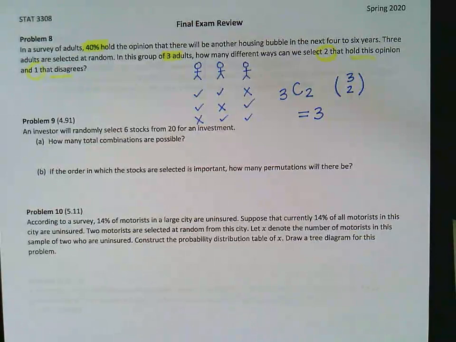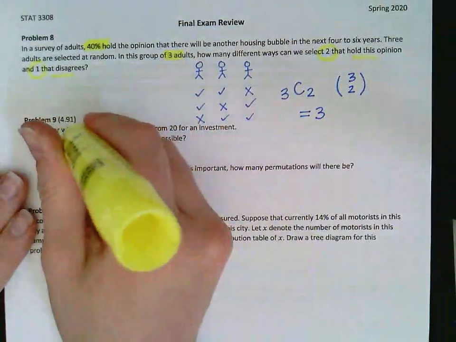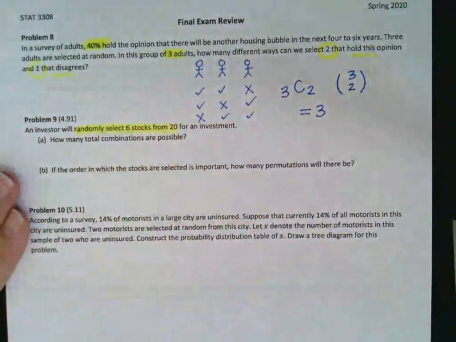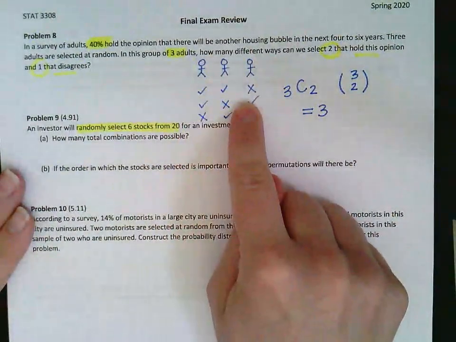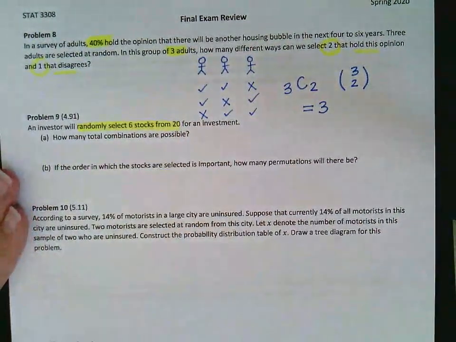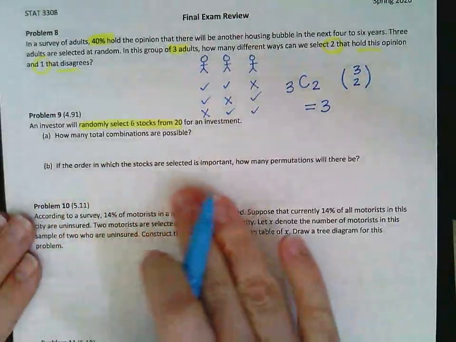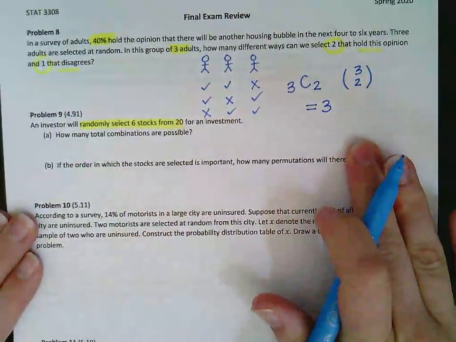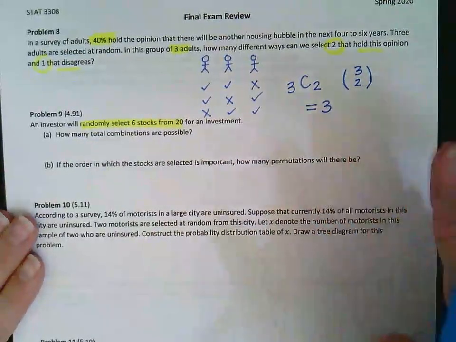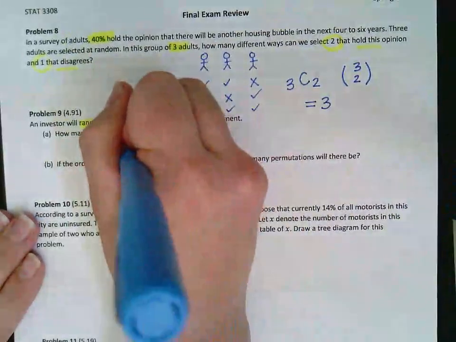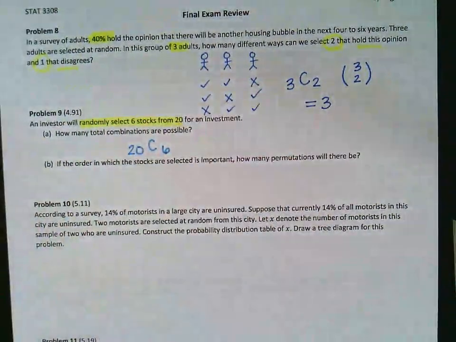So in problem number 9, we're at the end of chapter 4. We have 20 stock options, and we're going to randomly select 6 from that 20. And so I'm not going to create a whole diagram of 20 stocks, like that's a lot to draw, but it's the same idea, right? If I were to say these 6, bam, bam, bam, bam, bam, and these 14, no, well, that assumes that's the order in which you want them, which is not necessarily the case. It's random selection. So in this case, we're going to do 20 choose 6.